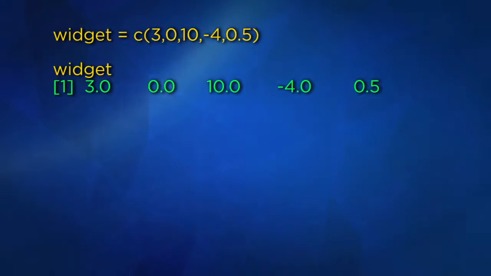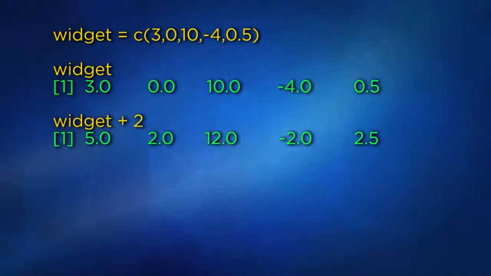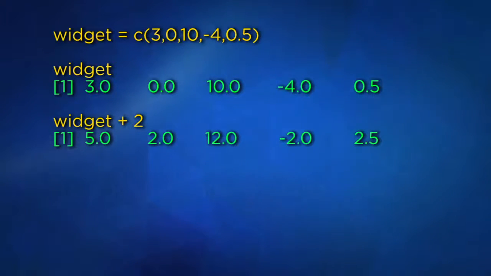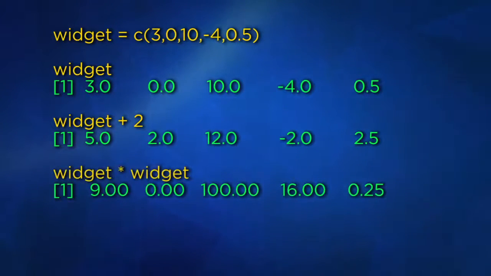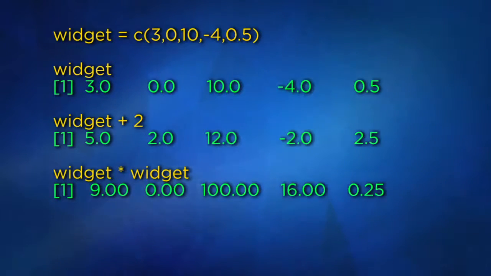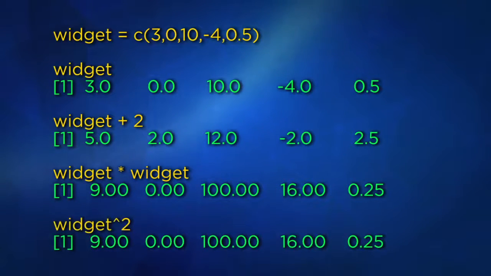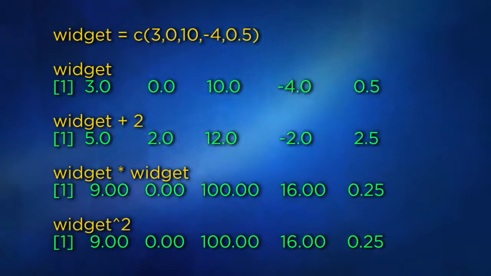What if we wanted to add 2 to everything in widget? Well, we can actually do widget plus 2, and R recognizes that and adds 2 to each one of our elements. What if we wanted to multiply widget by itself? Again, we can multiply widget times widget, and we get the square. Likewise, we can use the command widget^2, which says I want to square widget, and we get the squared values there as well.